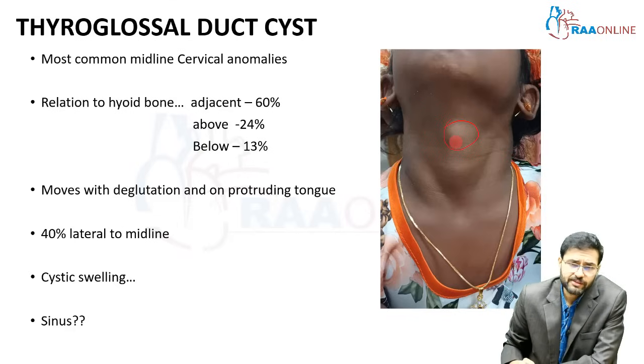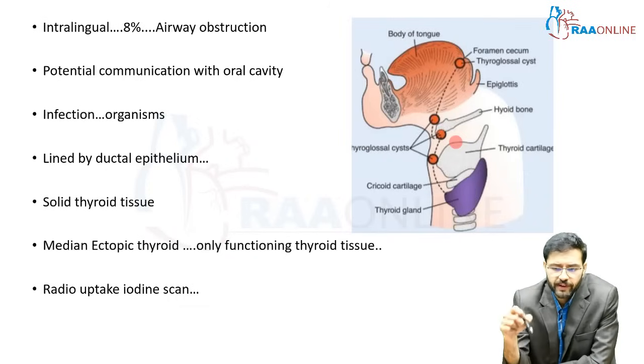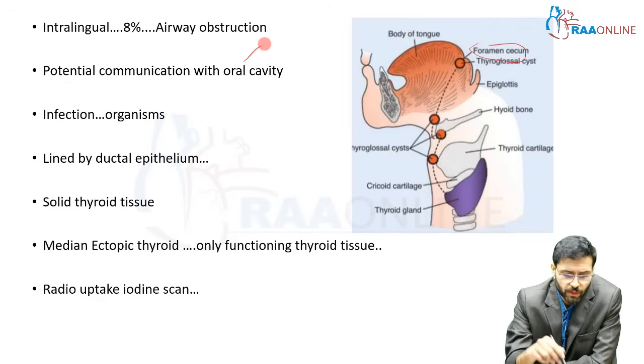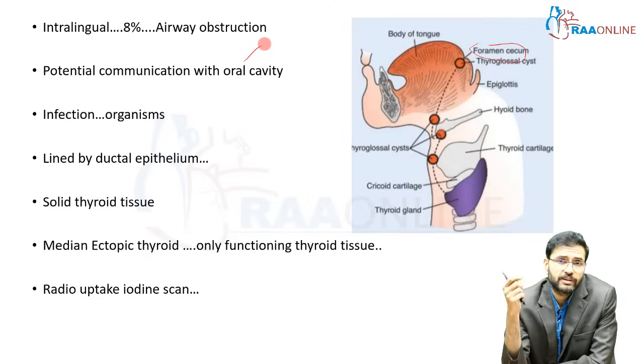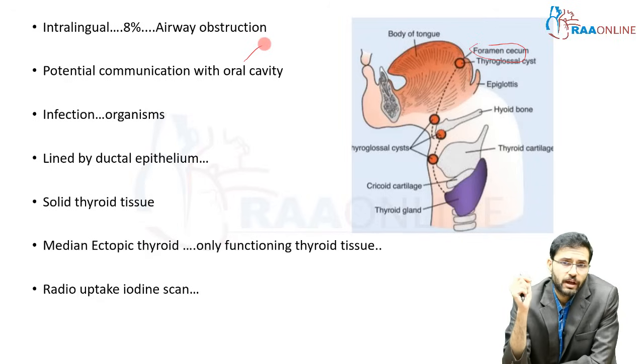So, how will a cyst get infected? Cyst gets infected because its origin is from the tongue or from the foramen cecum. Foramen cecum is located at the junction between the anterior two-thirds and the posterior one-third of the tongue. So, because of the communication with the oral cavity, there is increased chance of descending infection into the cyst, causing an infection of the thyroglossal duct cyst. And this infection can lead on to breakdown of the cyst or might require an I and D, resulting in the formation of a sinus. Commoner organisms include Haemophilus influenzae and staph, which contribute to the development of an abscess.